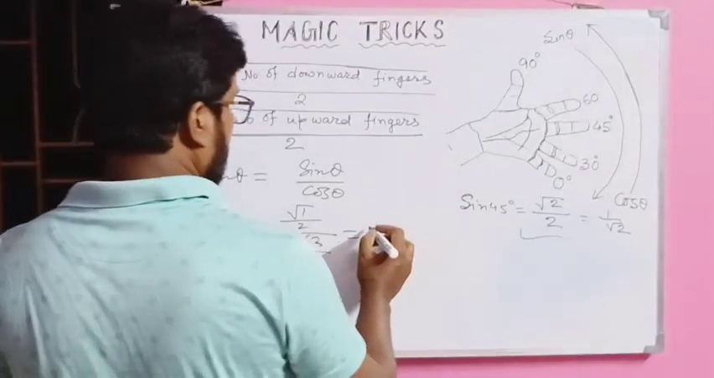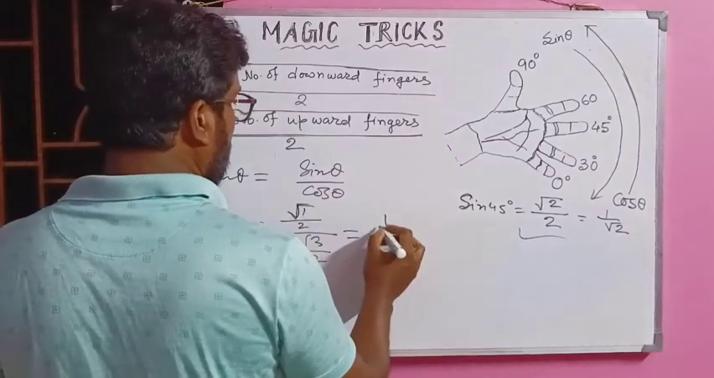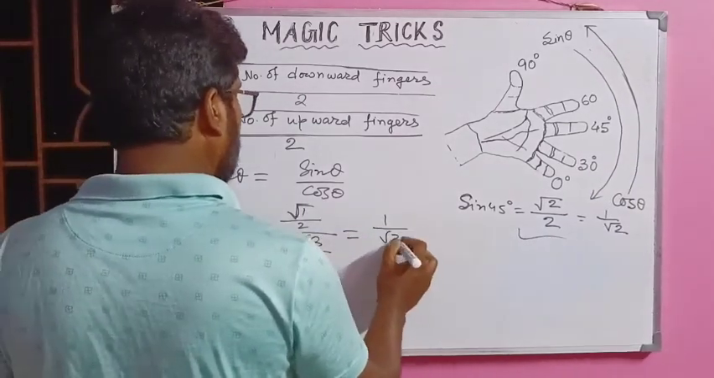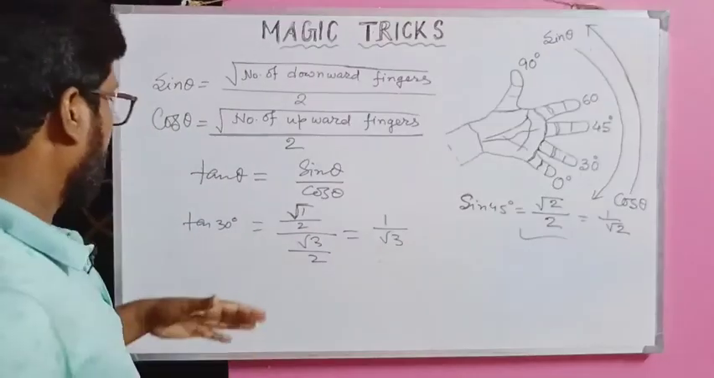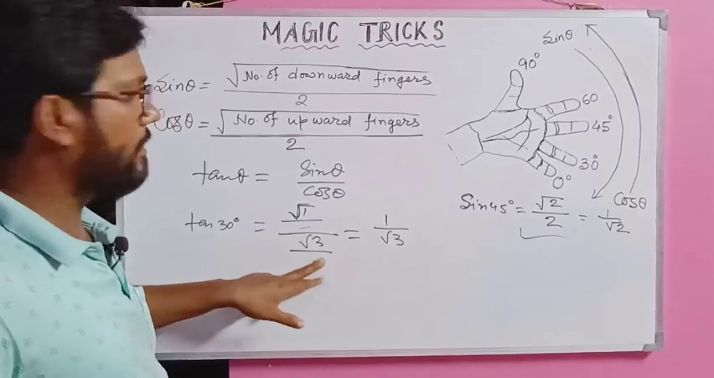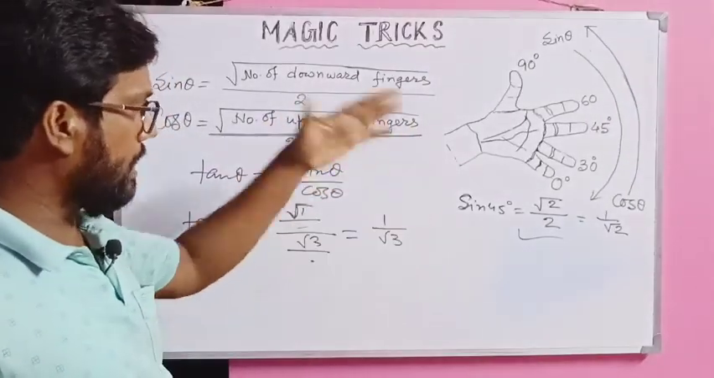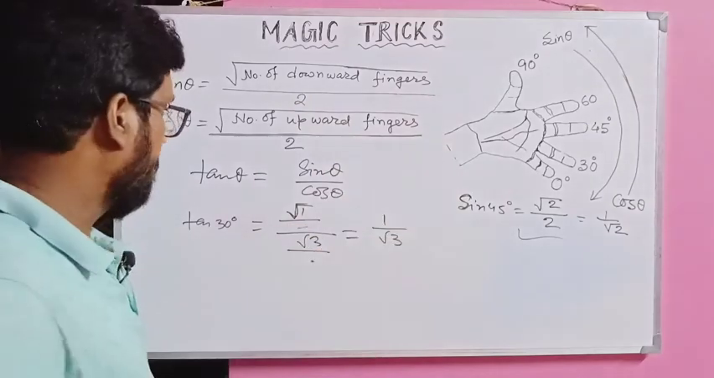Okay, it will be root 1 equal to 1 and root 3 equal to 1 by root 3. Okay, so we only write the number of fingers in downward direction and upward direction.